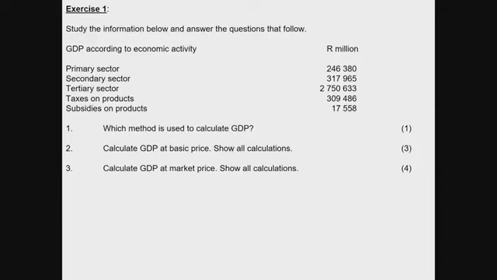Right, so for the GDP according to the production method, we're looking at the economic sectors. And to get to GDP at basic price, we simply add the 3 sectors. And then when we convert basic price to market price, we add our taxes on products and minus our subsidies on products. That's sort of a summary for your production method.